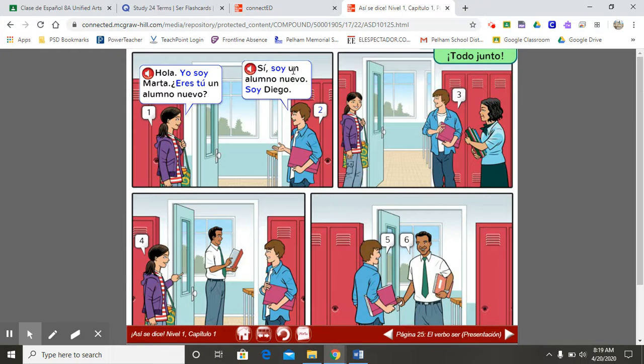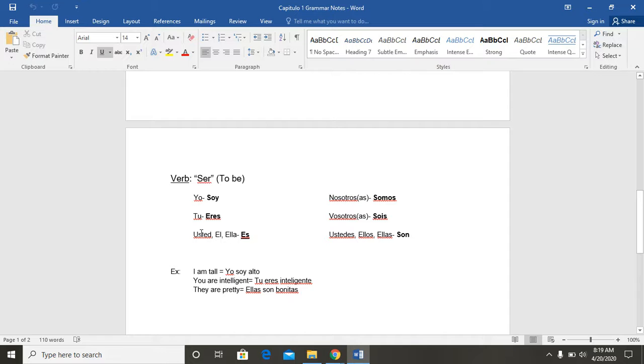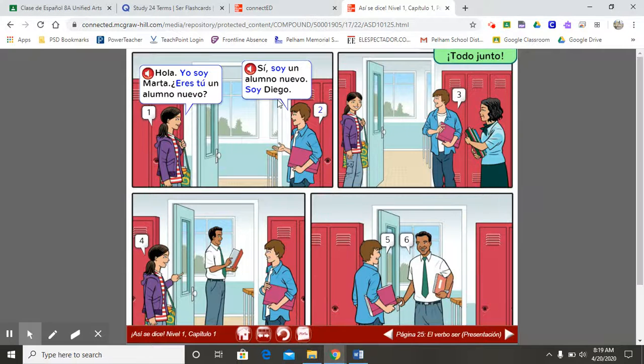And it says, yes, I am a new student. I am Diego. Notice here the difference between how they used soy. Here she says, I am Marta. And then here he just says, am Diego. Remember, you can get rid of I, the subject pronoun, because in Spanish, every single subject has a different form of the verb. So just keep that in mind, okay? Something cool you can do in Spanish. Can't really do it in English because it sounds weird. So yes, he's a new student.